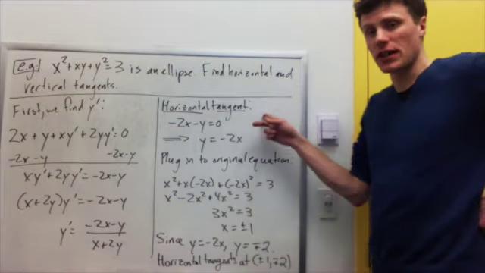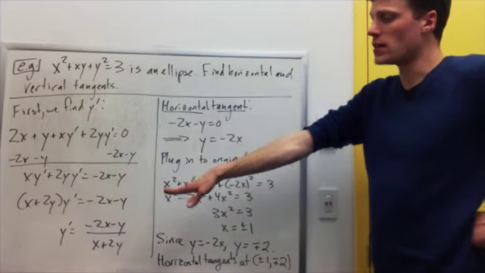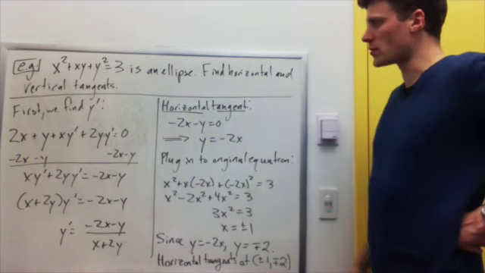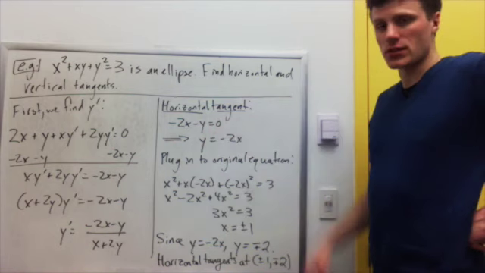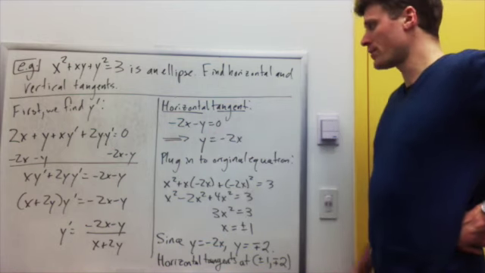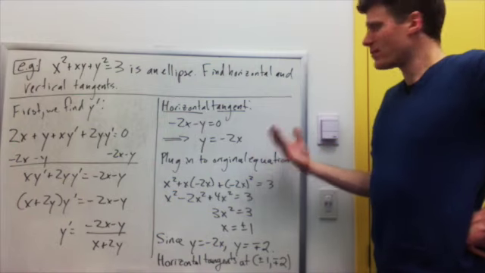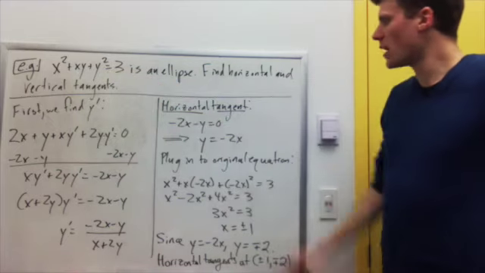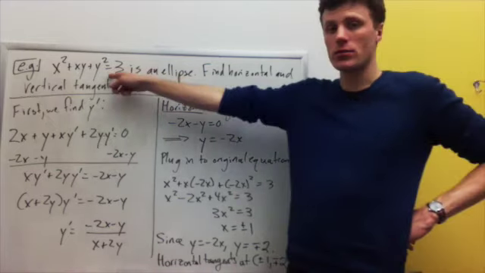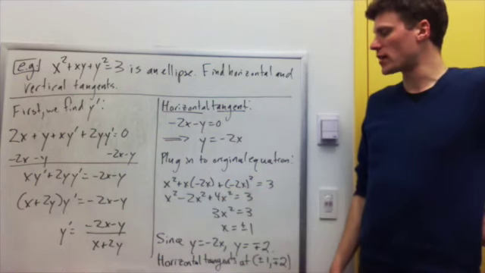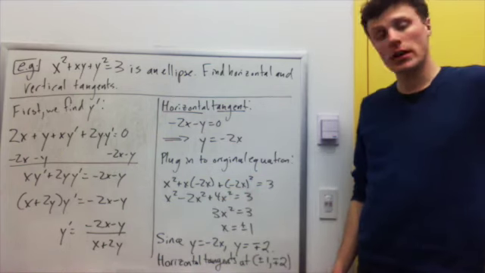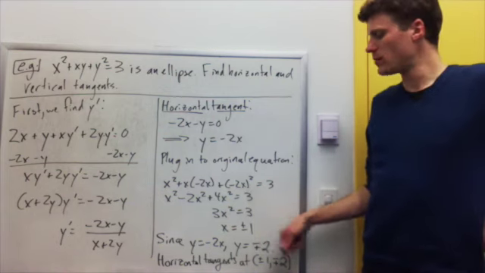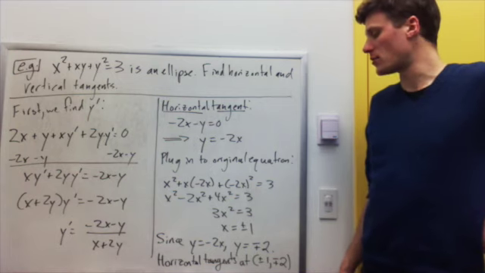Now to find the horizontal tangents, that's going to happen when the numerator is equal to 0, because then the derivative is going to be 0. So that is when negative 2x minus y is 0. And you can solve that and get y equal to negative 2x. Well, what do I do with this? I have some more information about x and y. I know that they satisfy this equation right here. So I'm going to plug y equal to negative 2x into the original equation. I get x squared plus x times negative 2x plus (negative 2x) squared equal to 3. I simplify it, and that gives me 3x squared equal to 3, which I can solve and get x equal to plus or minus 1.